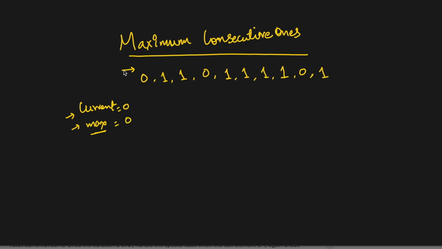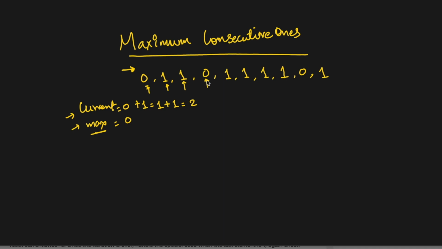Okay, so let's iterate. So initially there's a 0, right? So we'll do nothing. Then there's a 1, so we'll increment the count of current. So now the current will become 1. Now there's another 1, so we'll increment the current. Now the current becomes 2, right? Now we'll find another 0.